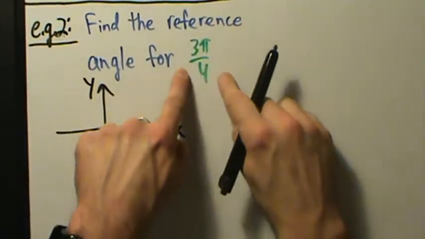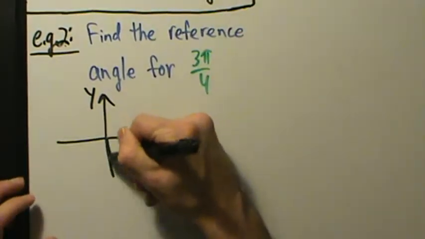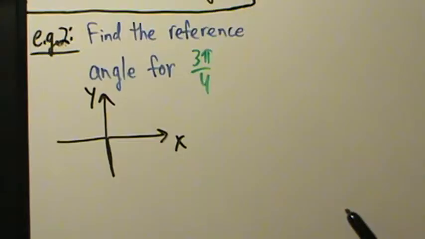Now notice this is another special angle on the unit circle, right? So we ought to know where it is, but if we're not sure, we can consult the unit circle here. So pi over 4, 3 pi over 4. Okay, so here's 3 pi over 4 right here in the second quadrant.